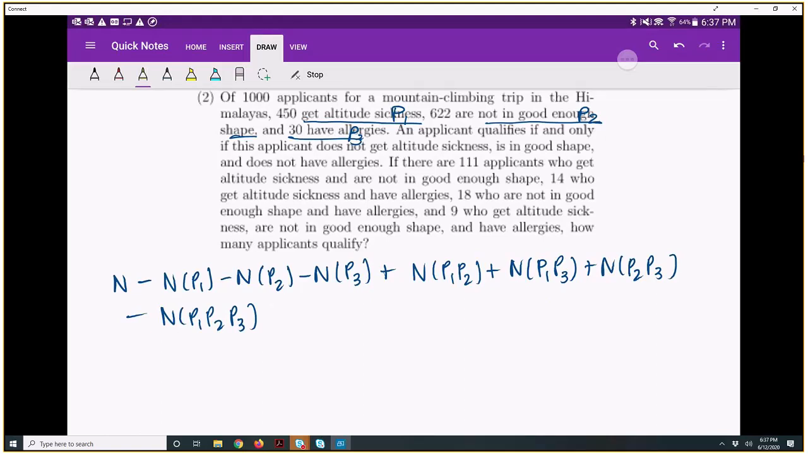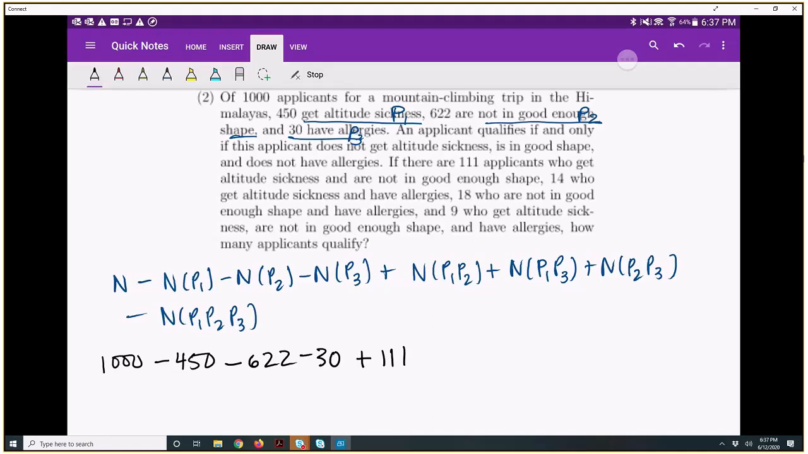So we know that n is 1,000 applicants. The problem then tells us that 450 get altitude sickness. So I'll subtract 450. 622 are not in good enough shape, so minus 622. And 30 have allergies, so minus 30. Then 111 applicants get altitude sickness and are not in good shape. So they've been subtracted already. I need to add them back in.